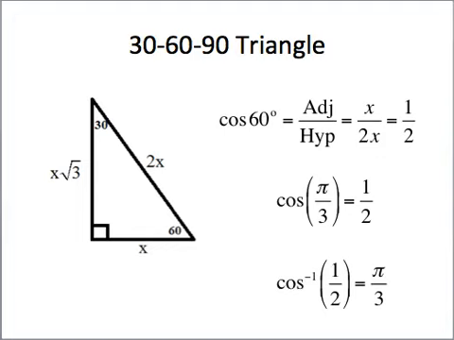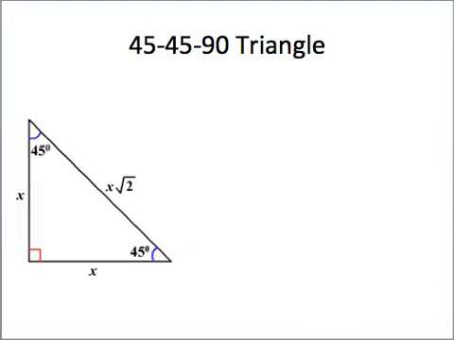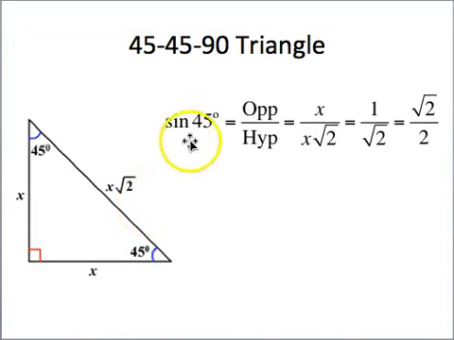There's one more triangle we want to use, namely the 45, 45, 90 triangle. This is an isosceles triangle. The sides opposite the 45s are the same. I'm calling them x, opposite each 45. The side opposite the 90 is x times the square root of 2. So I first want to ask about the sine of 45.